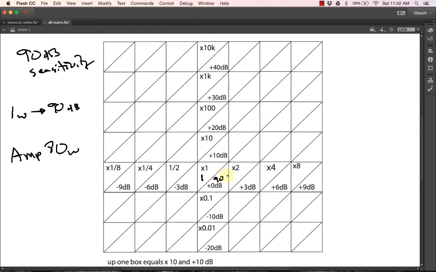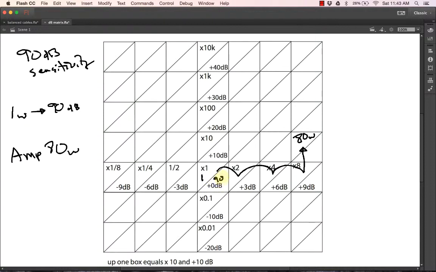How do I get to 80 from here? Move 1 to the right, move another to the right. So I move to the right 3 times, okay? And then that'll get us to 8 watts, and then I move up once, because that times it by 10. So here we're at 2, 4, 8, 80. 80 watts. So how many decibels have I gained?